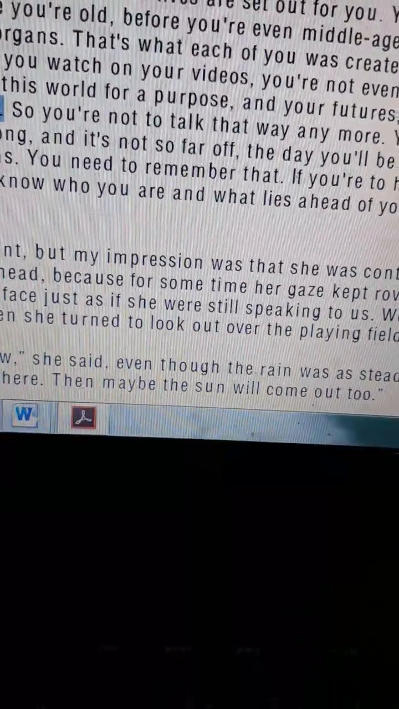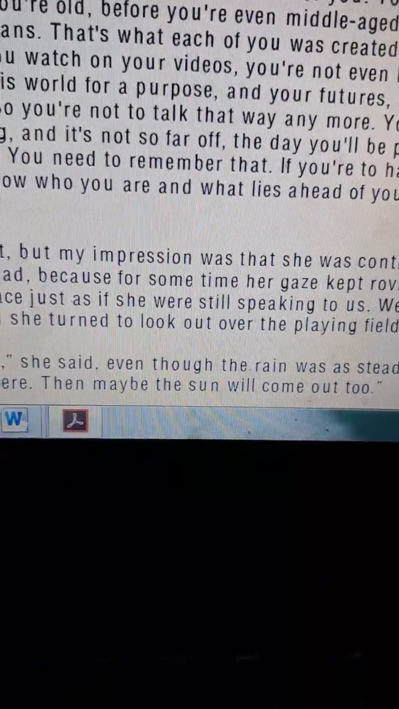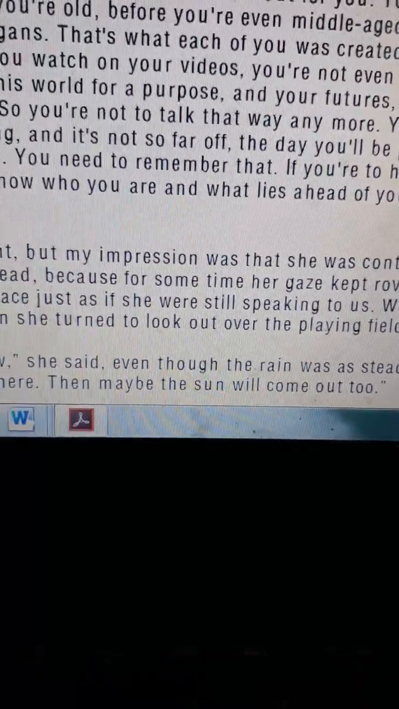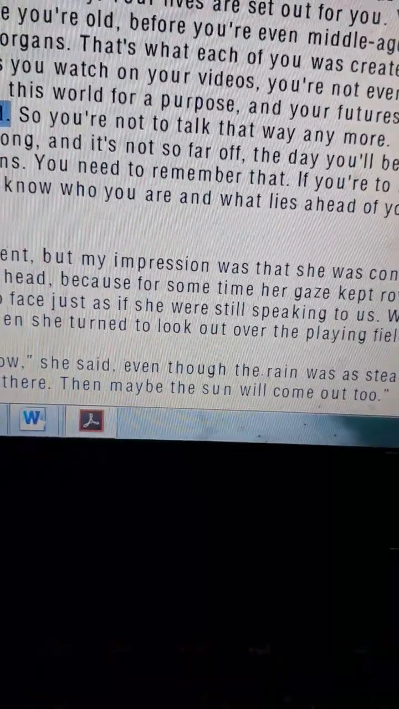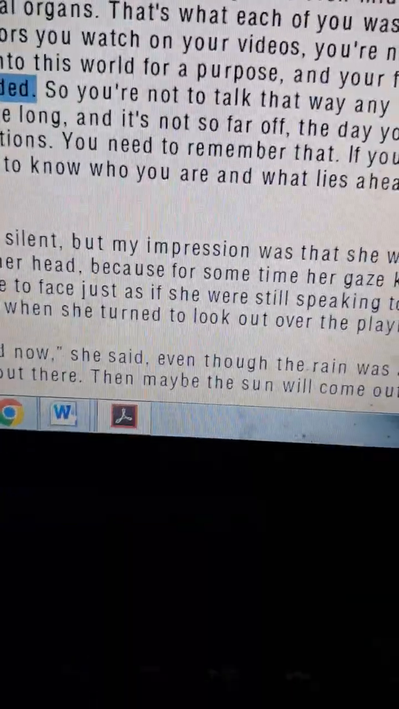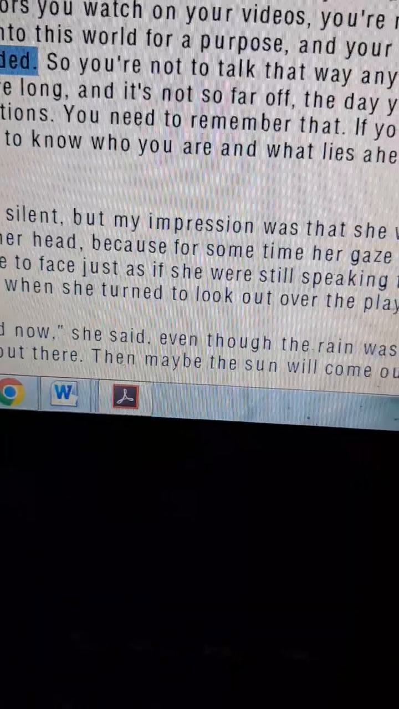You were brought into this world for a purpose, and your futures, all of them, have been decided. You see, you are brought to this world for a purpose.